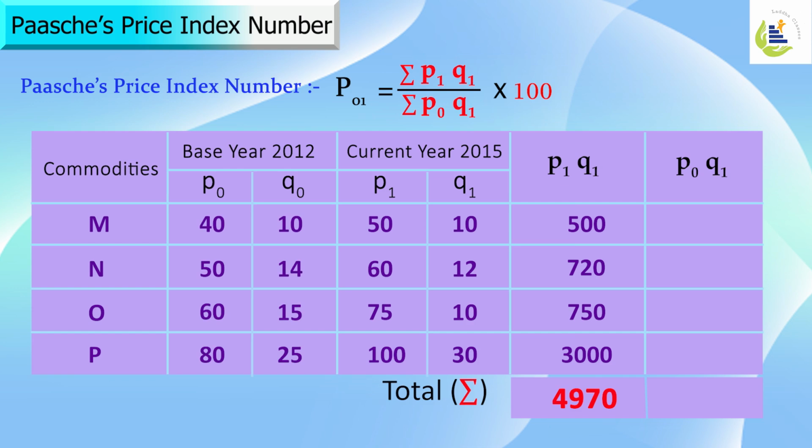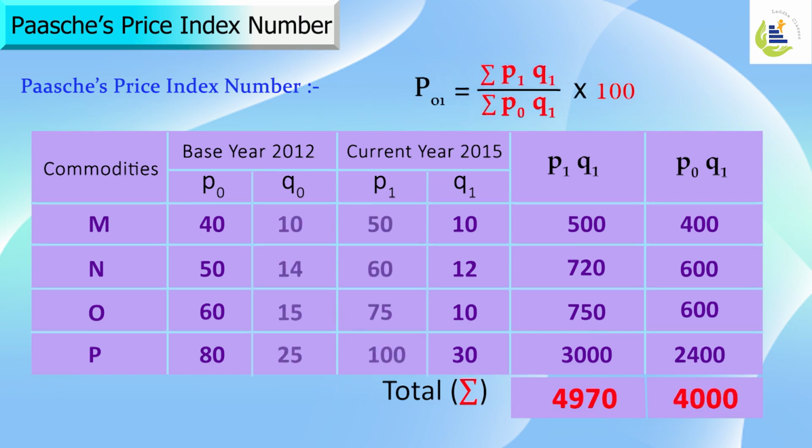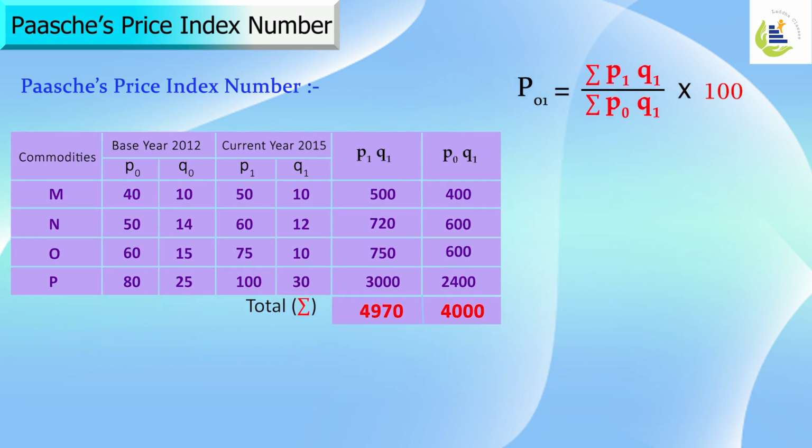Similarly, we will calculate the values for the next column, P0 Q1. P0 Q1 is price for base year into quantity for current year. So for M, it is 40 into 10, 400. For N, it is 50 into 12, 600. For O, it is 60 into 10, 600. And for P, it is 80 into 30, 2400. If I simply add this up, it adds up to 4000.